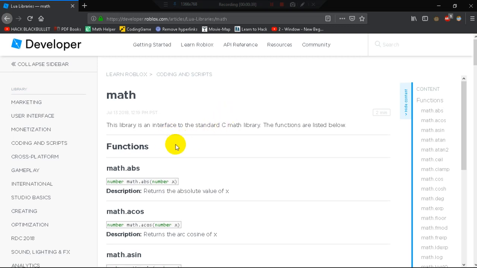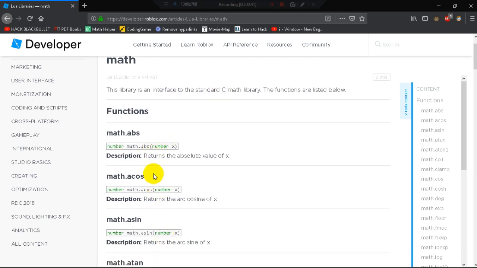So we have the first function, abs, or the absolute value. It just returns the absolute value of the parameter that it's given. For example, if the parameter x is negative, then it's gonna turn it into positive, and if it's positive, then it's gonna stay positive.